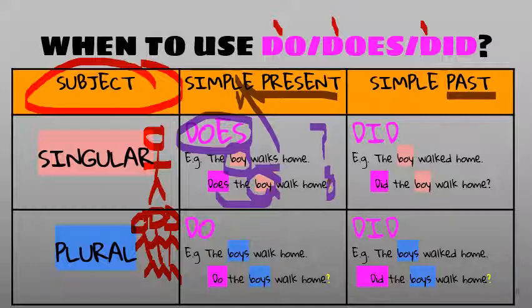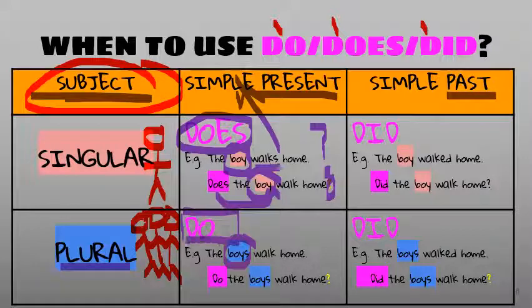Now if I take that same sentence and I change my subject into its plural form, for example, the boys. The boys walk home. Now I have to use the plural form of my auxiliary verb, do. Do the boys walk home? That is when my sentence has a plural subject in the simple present tense.